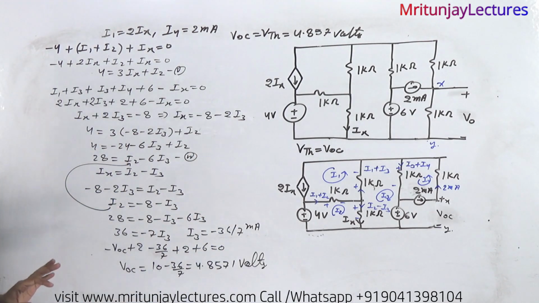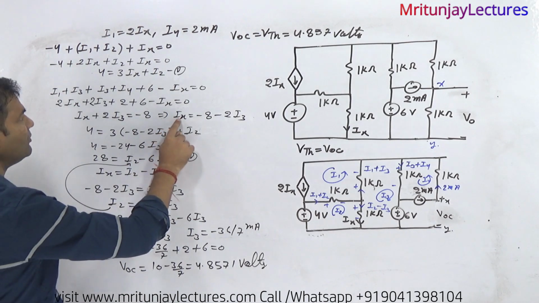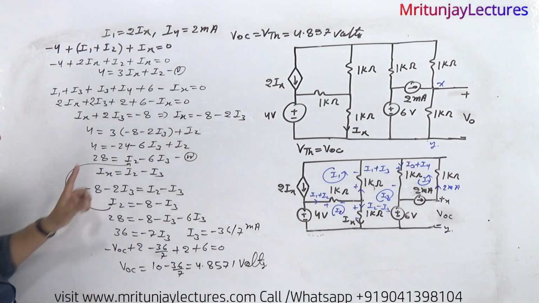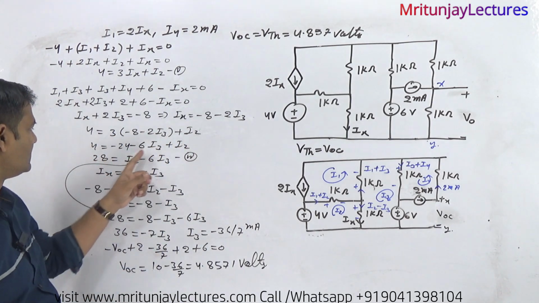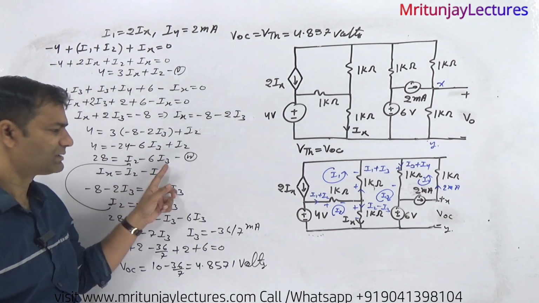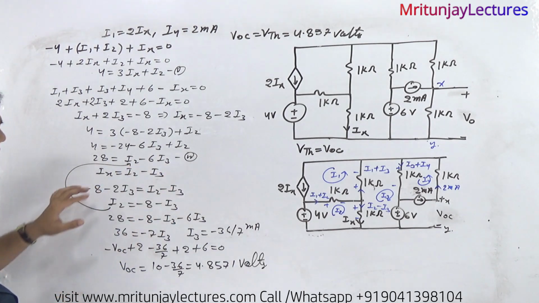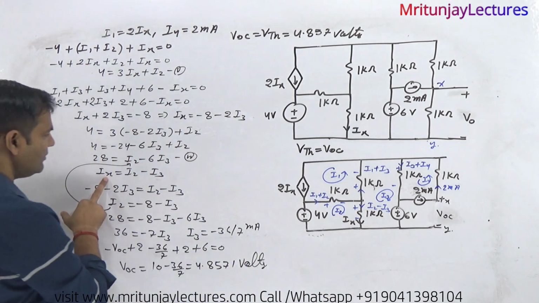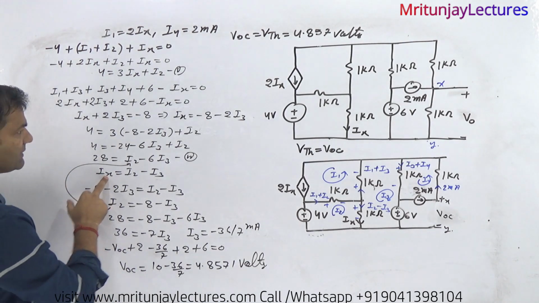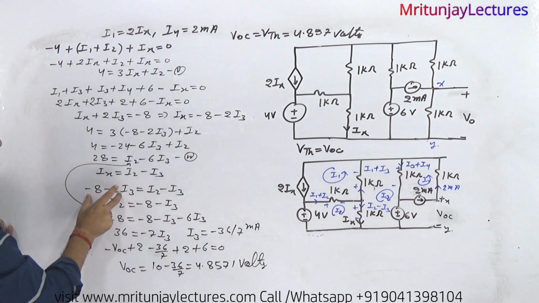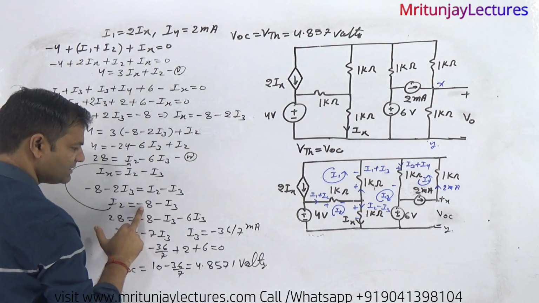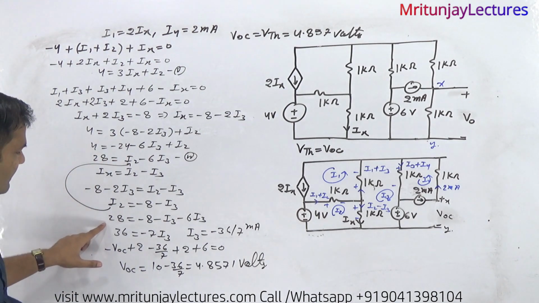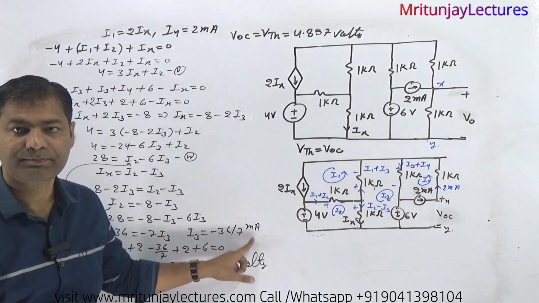Clear or not? Now if this value is put here, 4 into 3, 8 minus 2I3 plus I2, multiply by 3, and we get 28; this will be equal to I2 minus 6I3, and this is equation number 2. I know that Ix is also written as I2 minus I3. Then this value is put here, and we got I2 is minus 8 plus minus I3. If this value is put here, then we got I3 is minus 36 by 7.